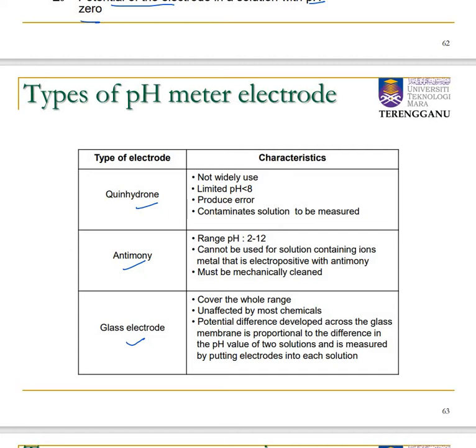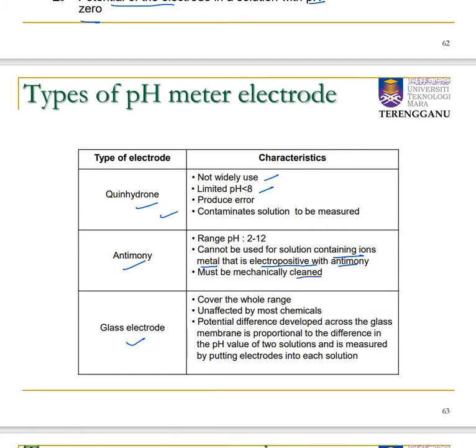The characteristic of quinhydron is that it is normally limited to pH 8, and it is not commonly used. It can produce some error. Normally, a contaminated solution is measured using this type of electrode. For antimony, the pH range is around 2 to 12. It cannot be used for solutions containing metal ions that are electropositive to antimony, and the solution that we use must be mechanically clean.